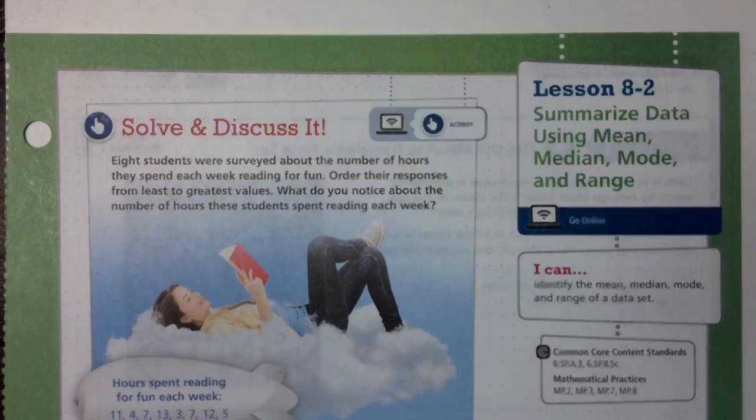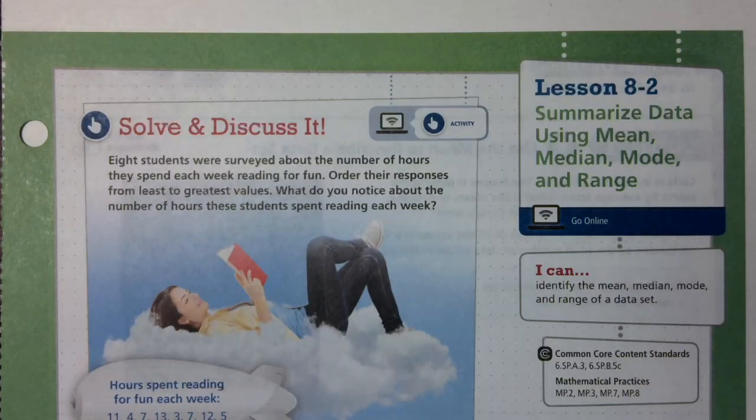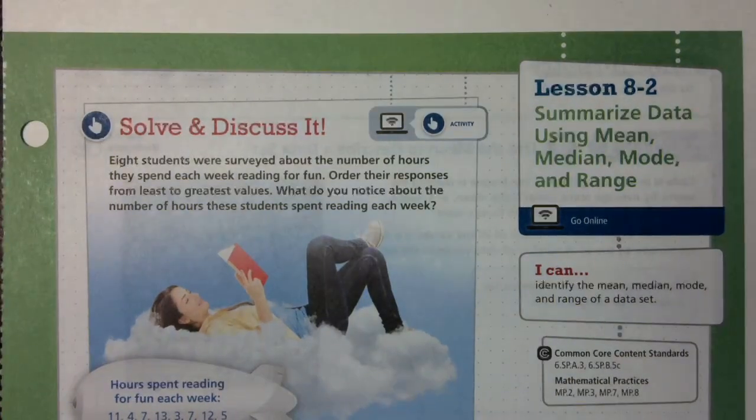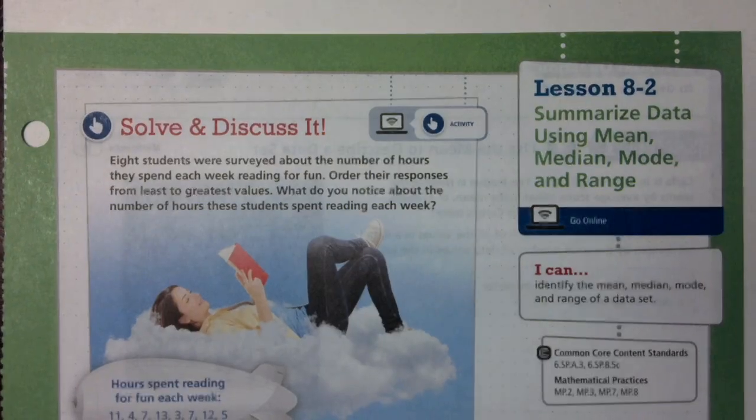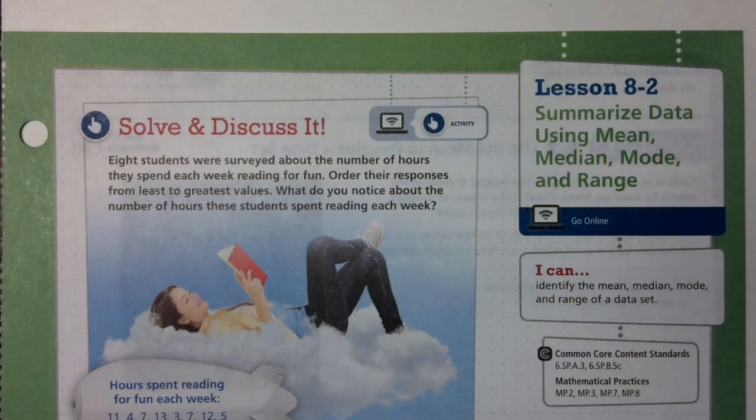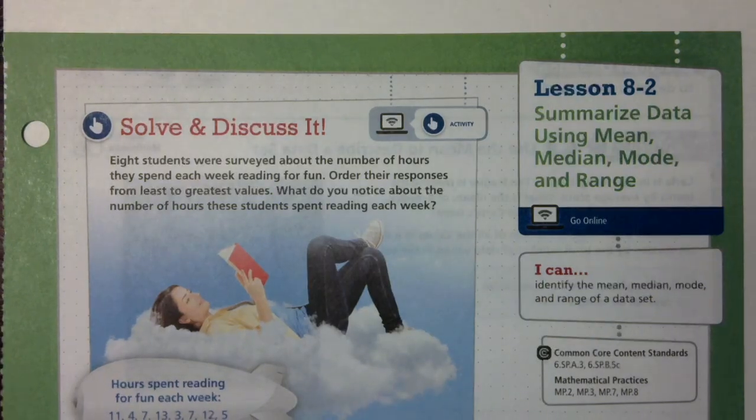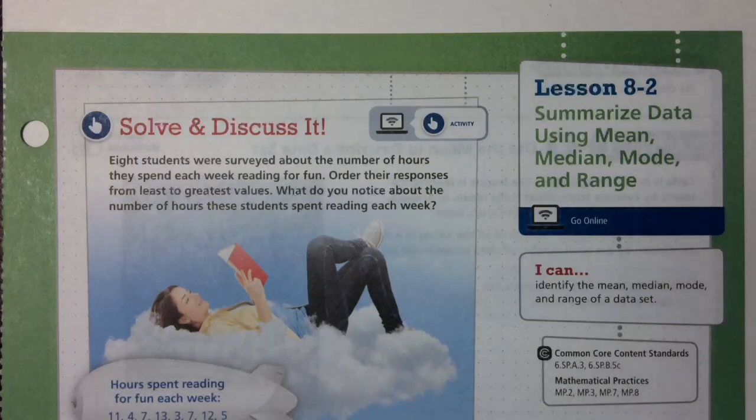All right, students. Yesterday we started topic 8, which is chapter 8 in your book, and it's on statistics. And we worked on statistical questions and what made a statistical question. Remember, a statistical question has more than one right answer, 2 or more answers to it. So yes or no questions are statistical, true or false questions are statistical, and anything that has a range of answers is a statistical question.